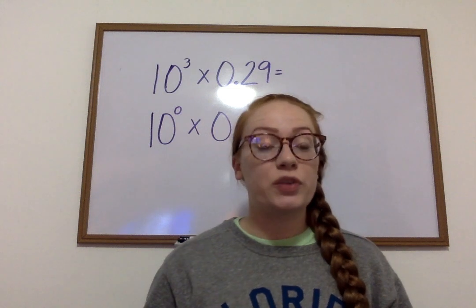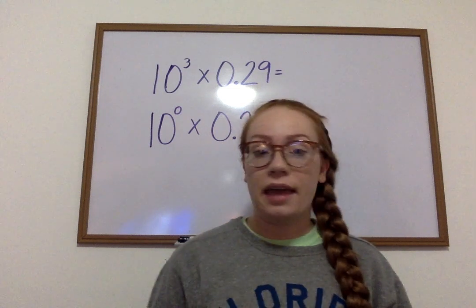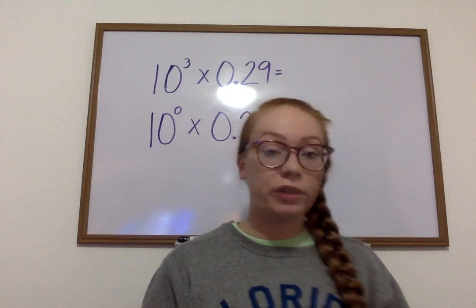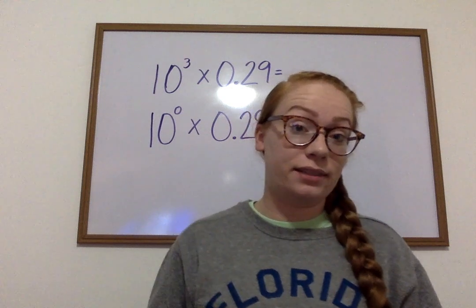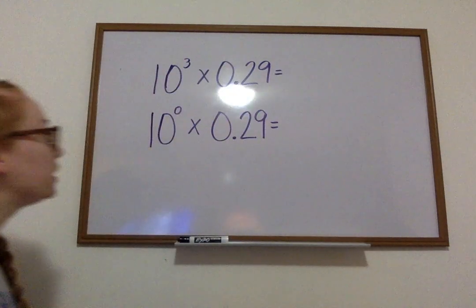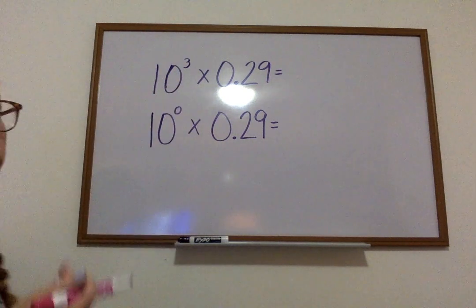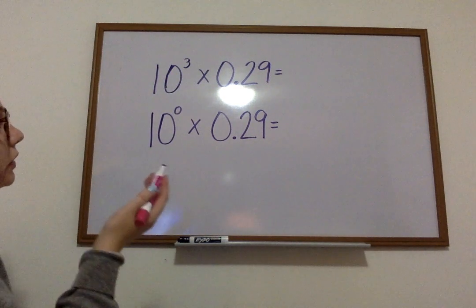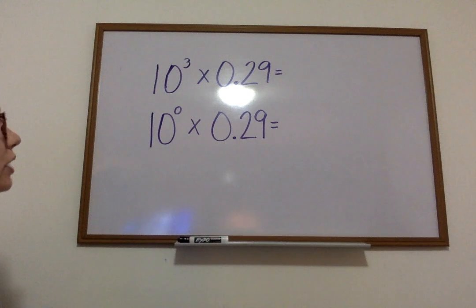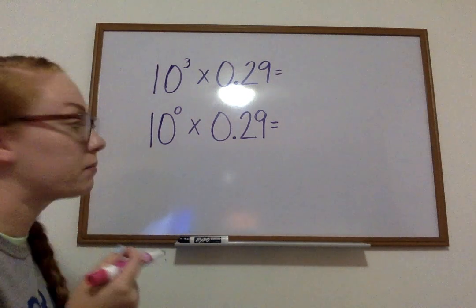Right, this is part 2 of the Chapter 4 test. In this part of the video, you're going to see some more things that you might see on the second half of your test. So first thing we have is 10 cubed, or 10 to the third power, times 0 and 29 hundredths, or 0.29.